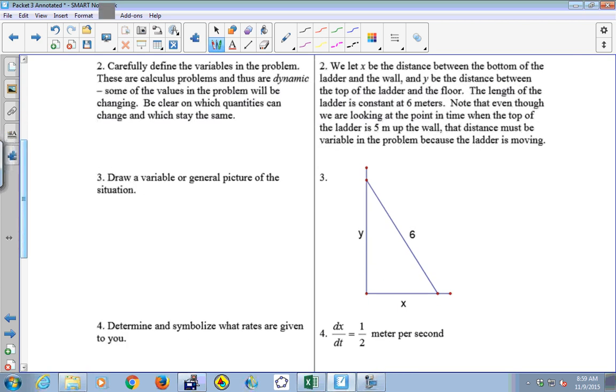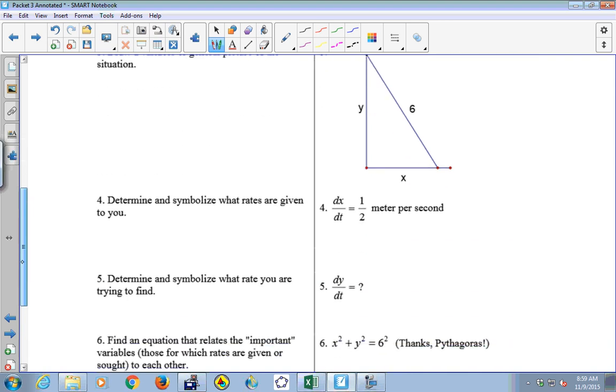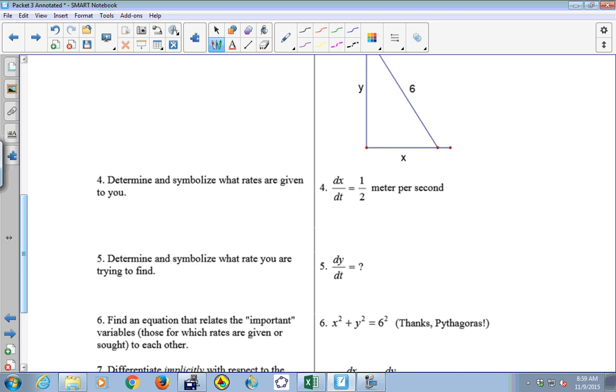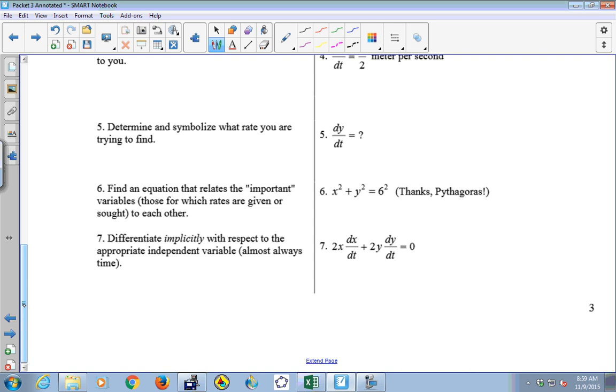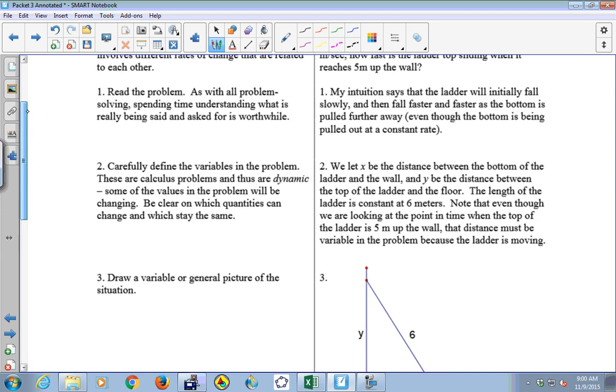Draw a picture of the situation. Determine and symbolize what rates are given to you. So write out what's being given, write out what's being asked for, okay, in calculus symbols, right, using rates of change, derivatives as rates of change. Find an equation that relates the important variables. Differentiate implicitly with respect to the appropriate independent variable, which is almost always going to be time in a related rates problem.